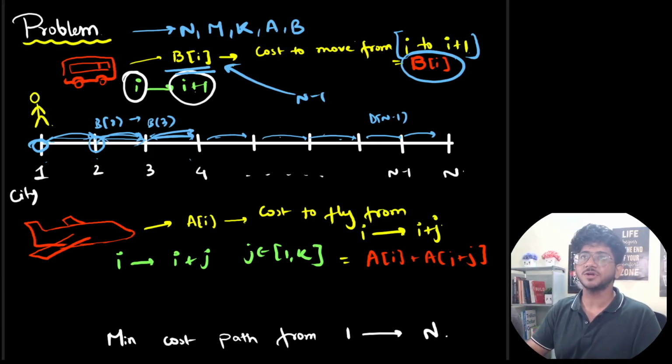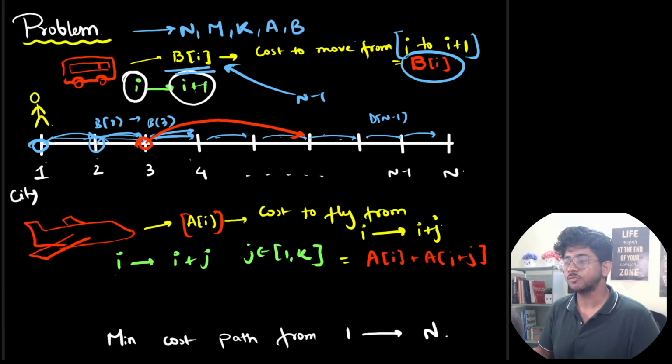Now, obviously the question is not that easy. So we now have an aeroplane service as well available in the cities, which you can opt at any particular point in time. And it has a certain A array given to you as a parameter. Let's understand. From a certain place, you can decide, okay, I'm going to take a flight. To take a flight, you can jump at most k steps. So from an I, you can go to I plus j, where j belongs to 1 to k. So you can go 1 step, 2 steps, let's say k is equal to 3. So you can at most go 3 steps.